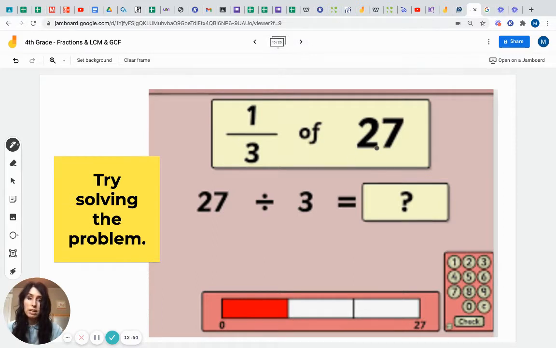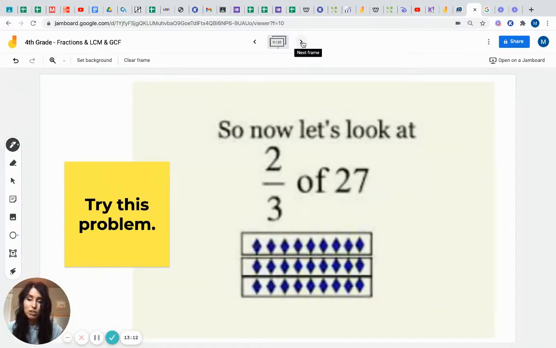A third of 27. Well, really all you're doing is taking 27 divided by 3. You can represent it here if you'd like, the 3 parts of 27. So what is this going to equal? Well, we know that 27 divided by 3 is what? Did you say 9? Nice job. So really, this is not that complicated. It's just using all of the skills that we've learned thus far.